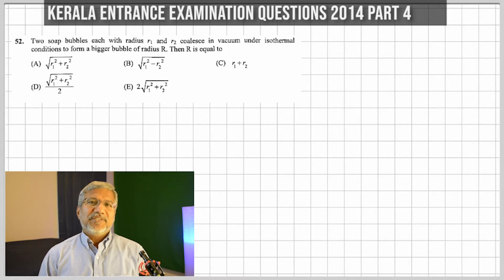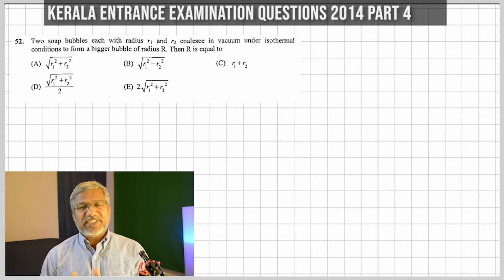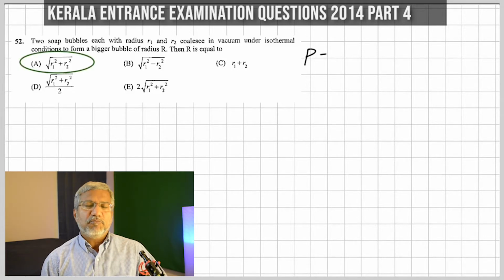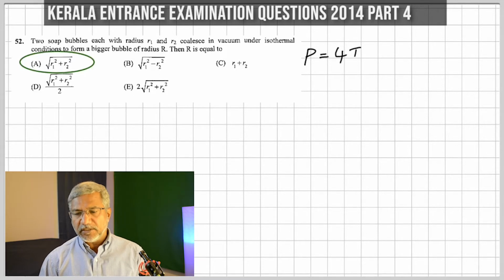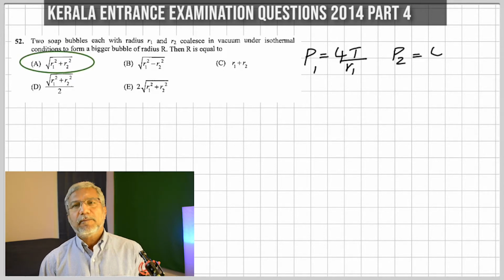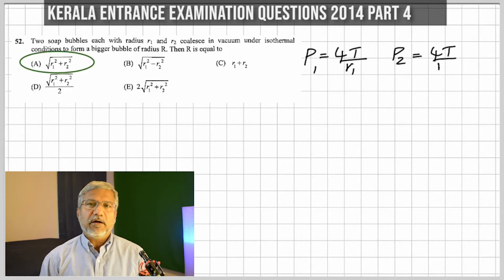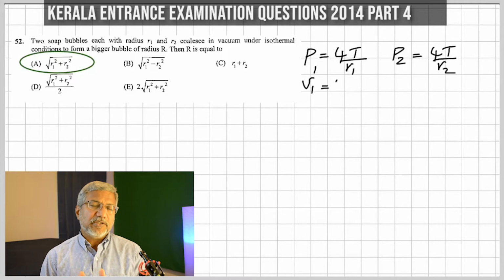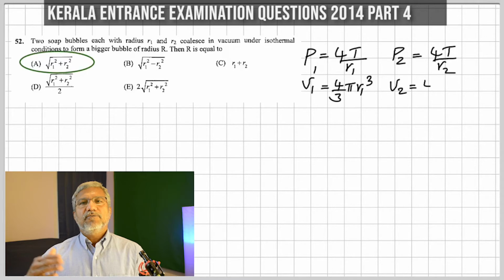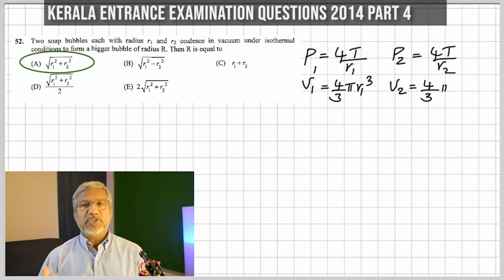What is the pressure? Now, inside a soap bubble, because of surface tension, there is an excess pressure. And the excess pressure is 2T. Actually, it's a bubble, so it'll be 4T by R. Okay, excess pressure inside a soap bubble because of surface tension is 4T by R, where T is surface tension. 4T by R1 is the first one. So for the second one, the excess pressure is 4T by R2. And the volume of a sphere, bubble is a sphere, is 4 by 3 pi R cube. So 4 by 3 pi R1 cube for the first one. 4 by 3 pi R2 cube for the second one.